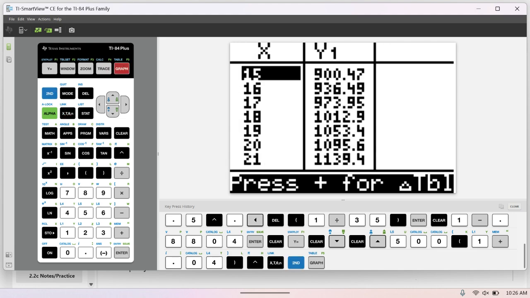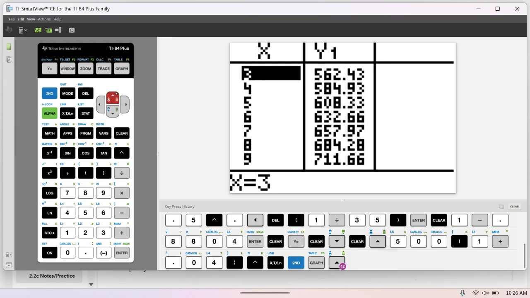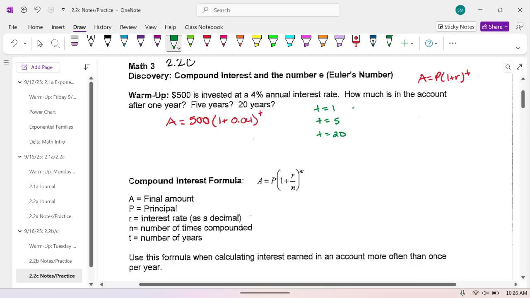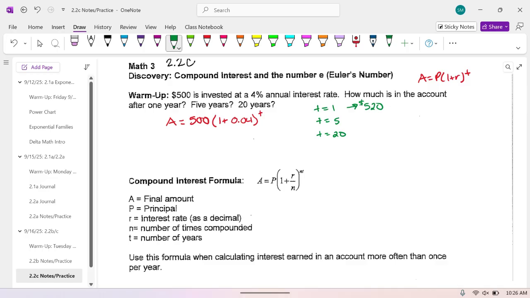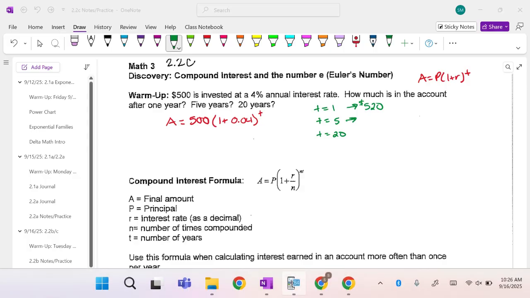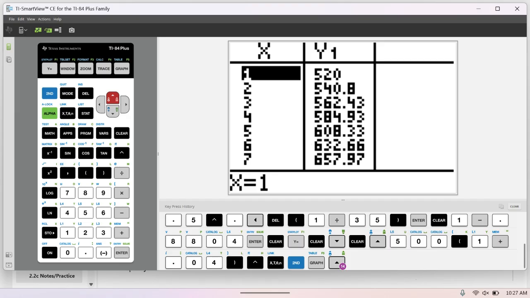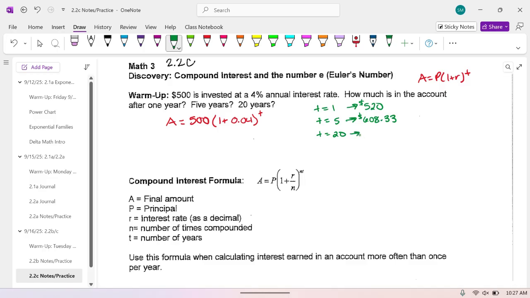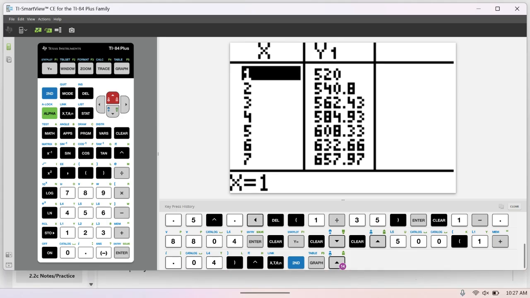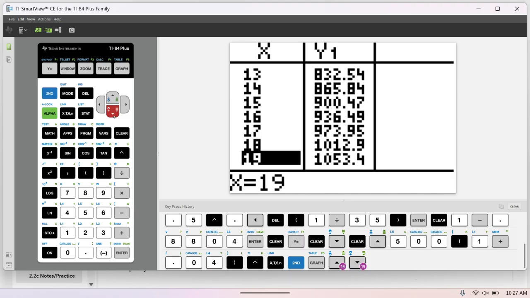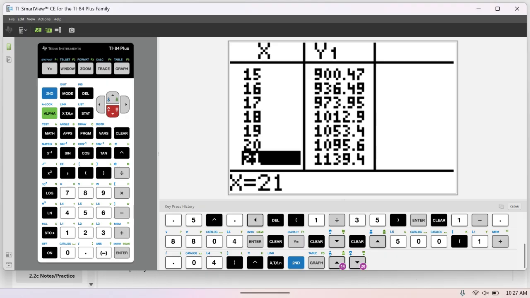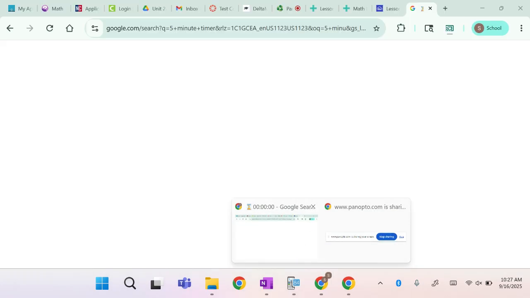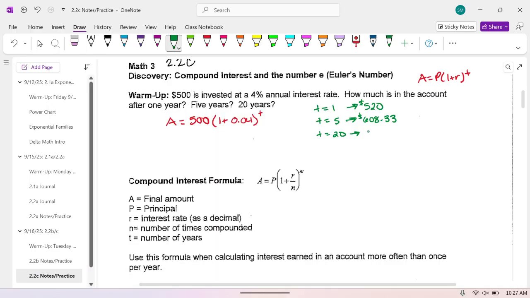So then I hit second graph. So at 1 year, $520. So after 1 year, I have $520. 5 years, looking back at my calculator, I have about $608.33. So $608.33. And then 20 years, right. So if we scroll all the way down to 20, 20 would be $1,095.60. So even though it says 0.6, we know in terms of cents, we would just add another zero after that. So this would be this.